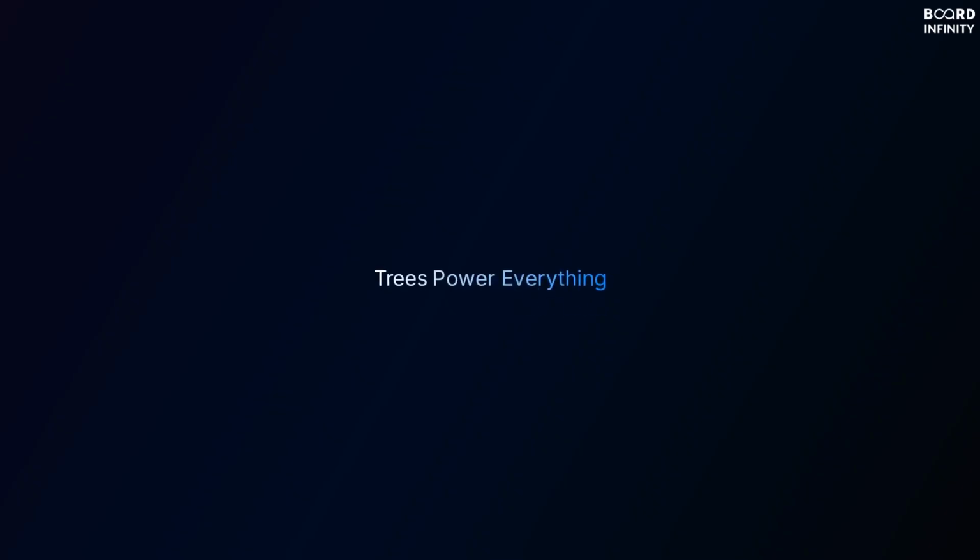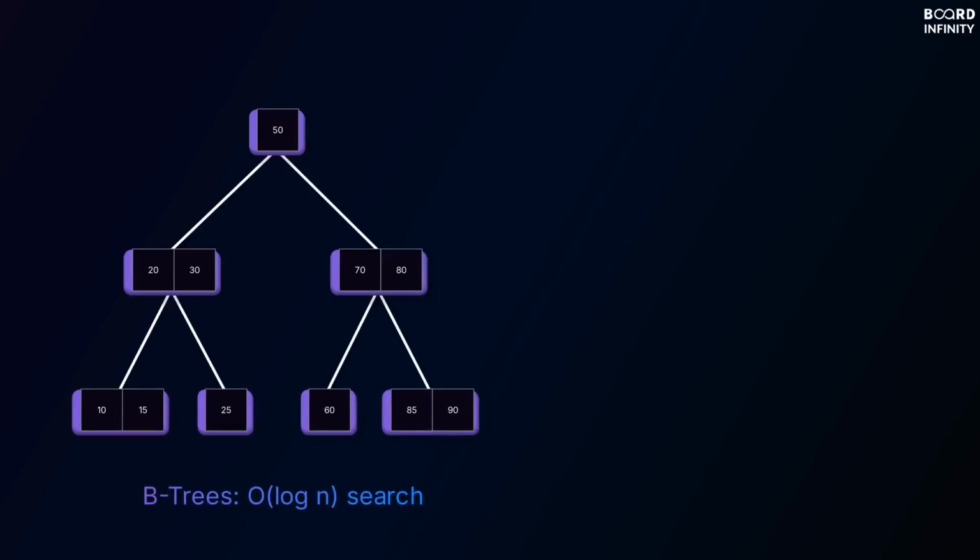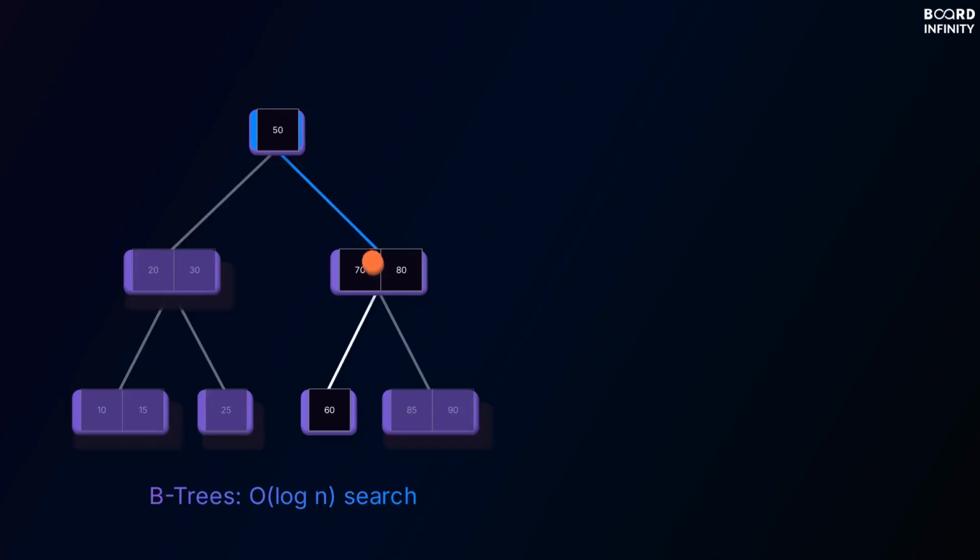Trees are everywhere in production systems. Databases use B-trees to index billions of records. Every SQL query you run relies on tree-based indexing to return results in milliseconds instead of minutes. This logarithmic search property, denoted as O(log n), is critical for performance. It means that even as datasets grow exponentially, the time it takes to find a record only increases incrementally, ensuring rapid access to information in massive databases.